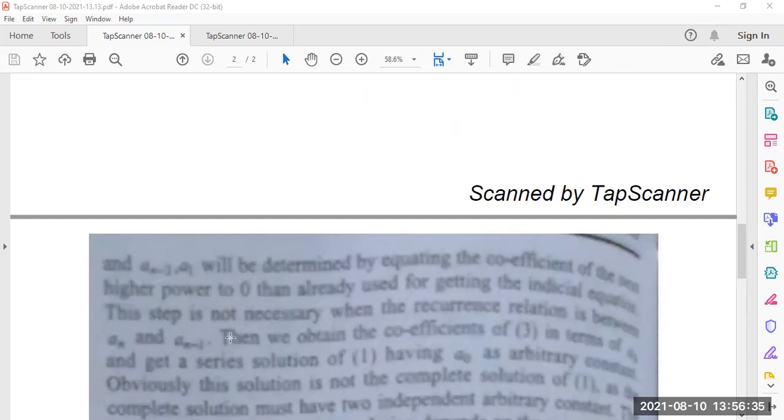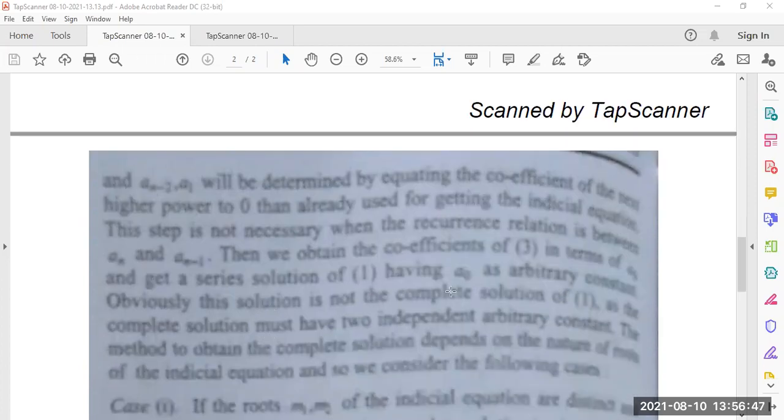When the recurrence relation is like this, then we obtain the coefficients in terms of a0 and get a series solution of equation 1 having a0 as an arbitrary constant. Obviously, this solution of 1 having a0 as an arbitrary constant is not the complete solution, because the given equation was a second order ordinary differential equation.